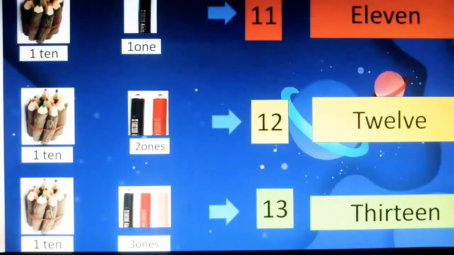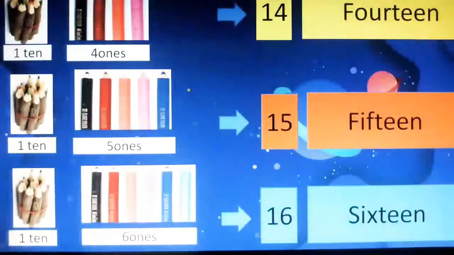T-W-E-L-V-E, 12. Next, 1 ten, 3 ones. 1, 2, 3. It's 13. T-H-I-R-T-E-E-N, 13. 1 ten, 4 ones is equal to 14.